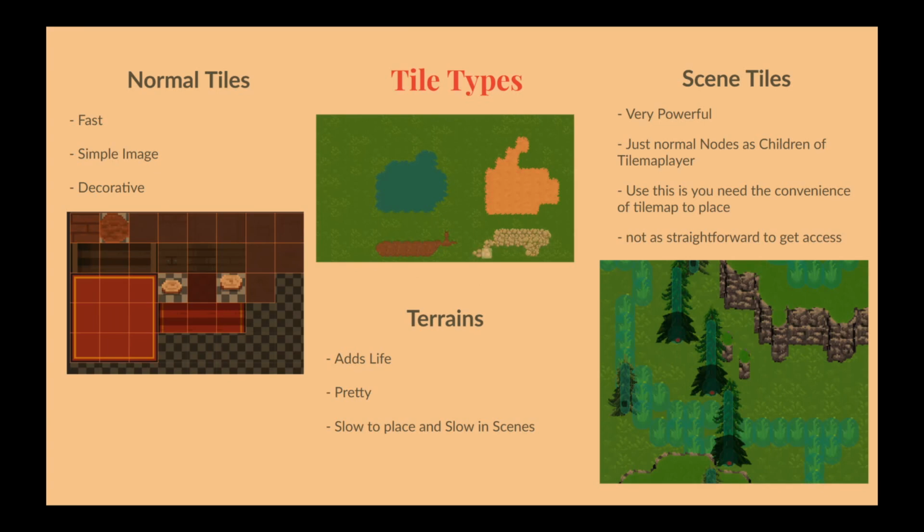So they're super fast. Simple images, decorative. Here are terrains. They're kind of a pain to set up. You need to do this bit mask, but they're beautiful. It also saves a lot of time, because technically, you don't need terrains to do all of these images. You could slowly put the tile pieces together, but that takes so much time. So that's why we have terrains.